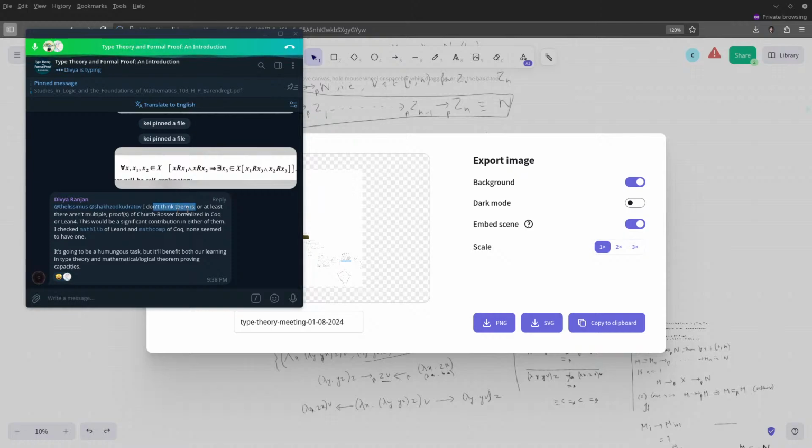I don't think there are multiple proofs of these formats in Coq. This will be a significant contribution. It's going to be a humongous task, but it will benefit both learning and the mathematical side.